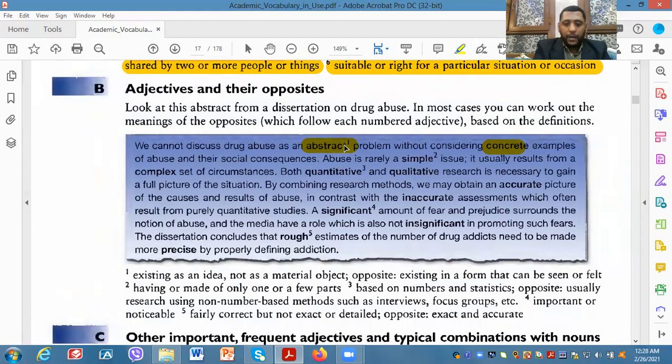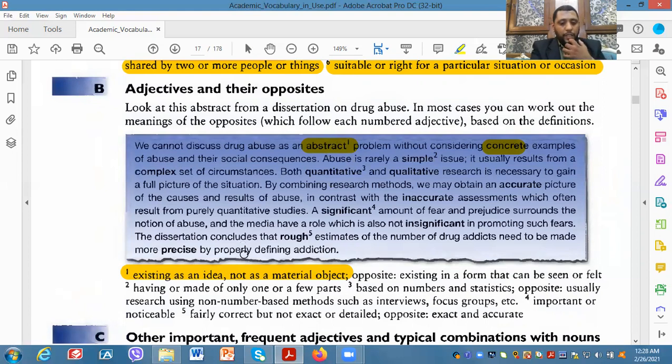Let's look at the number 1 here above abstract. By tracking this number, we'll find the definition of abstract, to know that it means existing as an idea, not as a material object. So this is the meaning of abstract: existing as an idea.